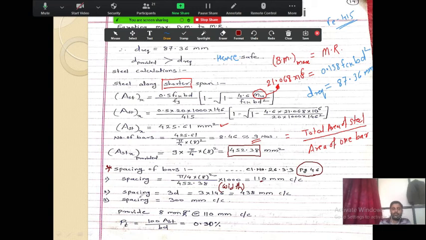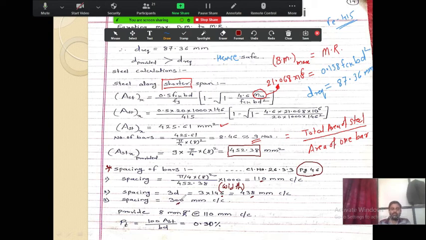Then again, the spacing is equal to 3d. So 3 into 146. Why have we taken 146 here? Because we are thinking only about the shorter direction. We are doing all the calculations for the shorter direction. So 3 into 146 is 438. Then again, the spacing is 300 mm.